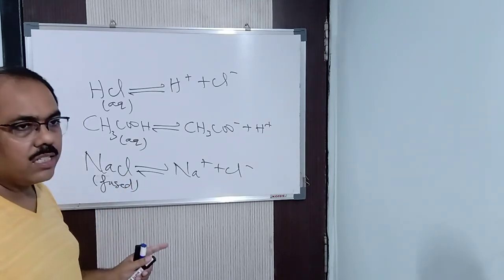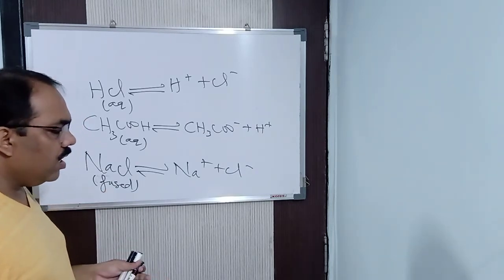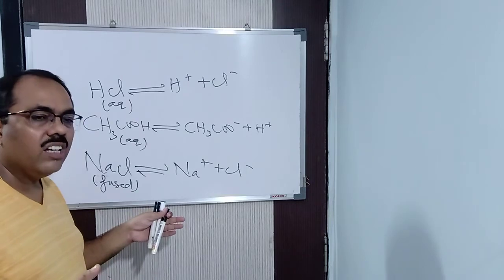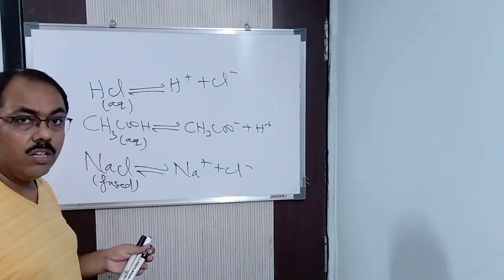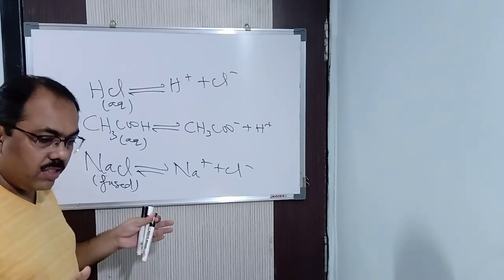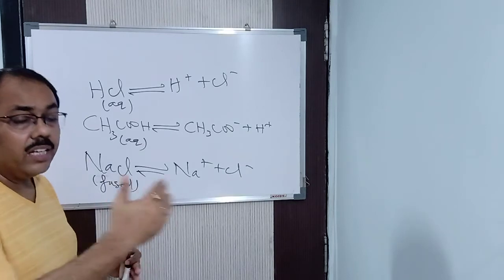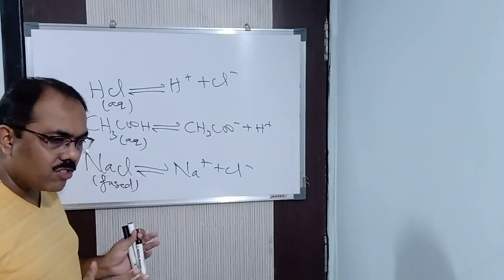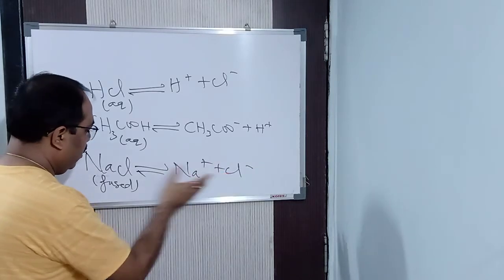But when you heat it, or when you dissolve it in water, what happens? Listen carefully. When you are heating it, the electrostatic force of attraction decreases. When you are heating it, the kinetic energy increases. You have studied all this in the kinetic molecular theory of matter. The electrostatic force of attraction between the sodium ions and the chloride ions decreases because the kinetic energy increases. And this helps to dissociate sodium chloride into its ions, that is sodium ions and chloride ions. Got it?